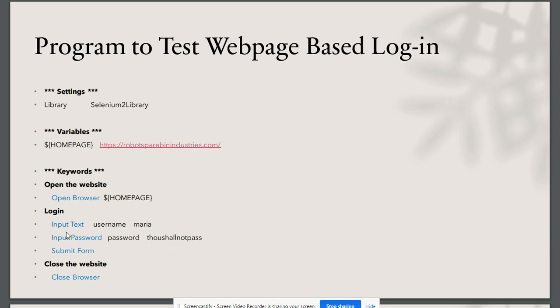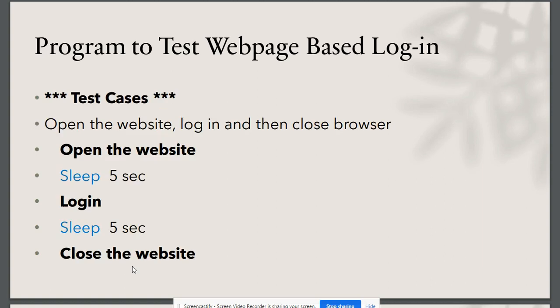And it is identifying these input fields and password fields using the IDs of those fields. So username is the ID for the text field, and password is the ID for the password field. And finally, it will submit the form, or we can use click button also. And the last keyword which we have defined is close website, which will close the browser.